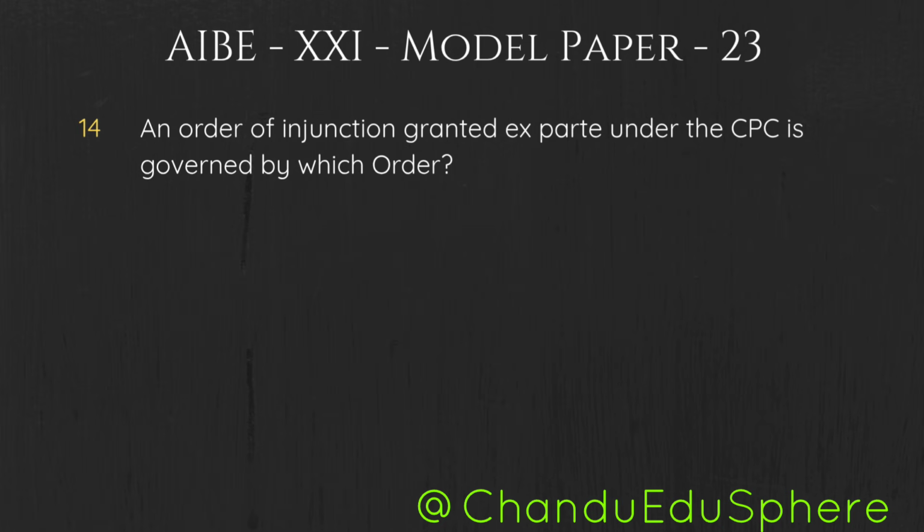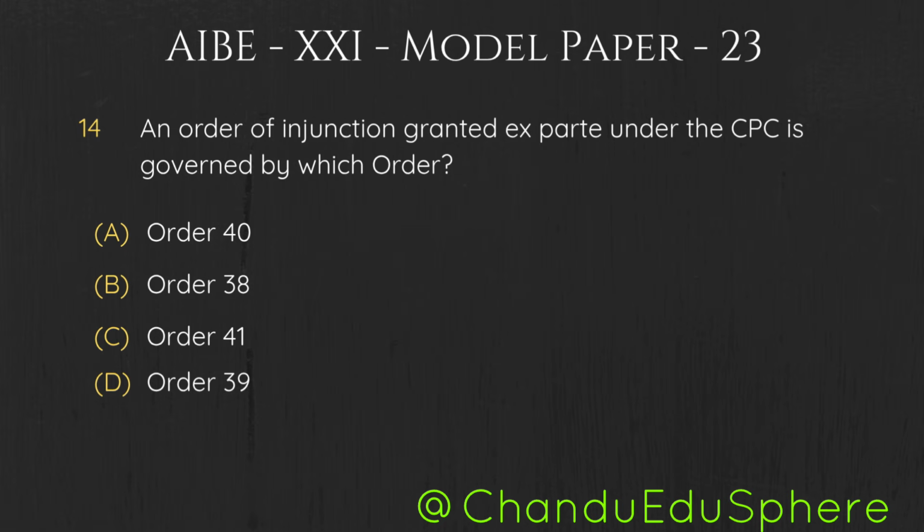An order of injunction granted ex parte under the CPC is governed by which order? Order 39 of the CPC, comprising Rules 1 to 5, governs the grant of temporary injunctions, including ex parte injunctions under Rule 3, by a civil court to preserve the subject matter of the suit and to restrain injurious conduct pending adjudication. Order 39.